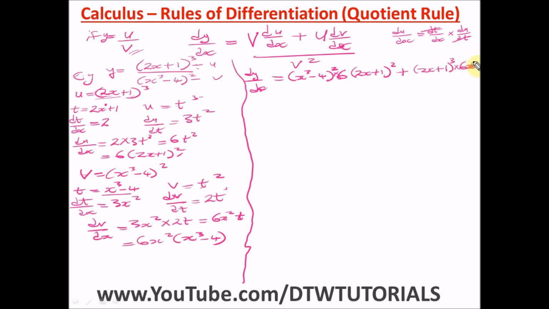6x square. Okay, then brackets what? Let's put this down here. X cubed minus 4, close the brackets. Okay, all divided by what? What is our v square? Our v square is this, which is what? Our v is what? 3 raised to x raised to the power 3 minus 4 all squared, then squared again. So when we open up this bracket, these two multiply these two and we are going to get a 4.